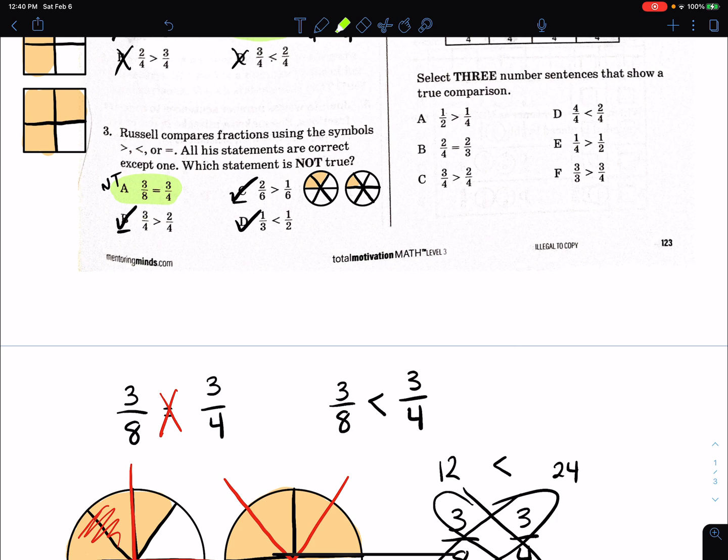Okay, so today you're going to finish up doing page 123, and then you're going to also do page 124. And don't forget to send a picture to your teacher when you're done.